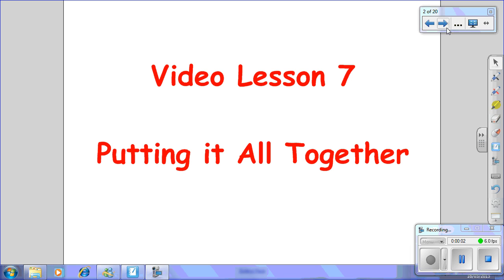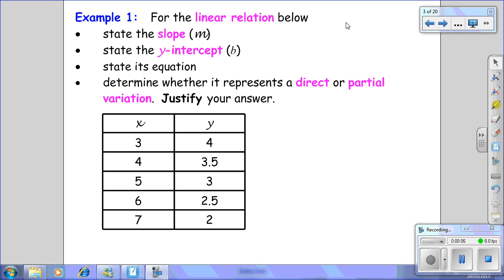Linear relations and putting everything we've learned together. So for the linear relations shown in this table below, we're going to look for the slope, the y-intercept, its equation, and we're going to decide whether or not it's a direct or a partial variation and give reasons for our answers. So the first thing we have to ask ourselves is, how do I find the slope?